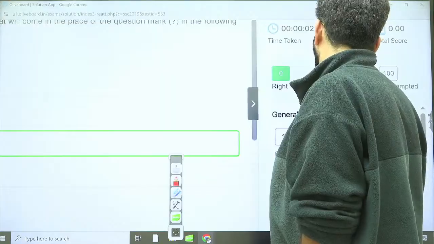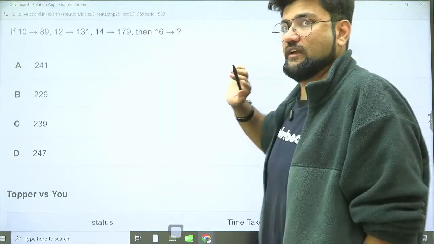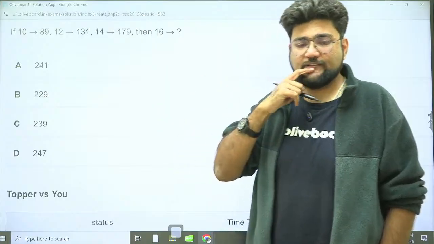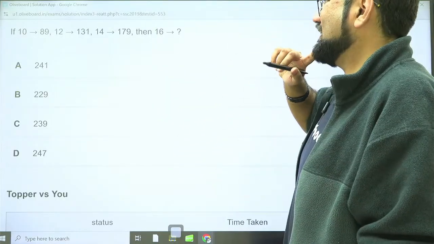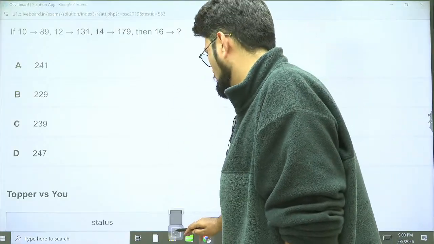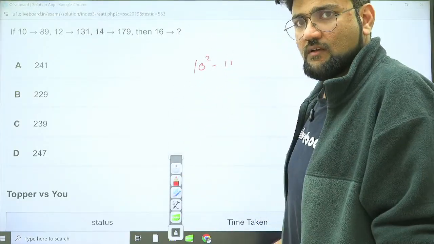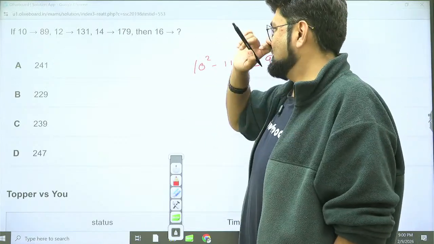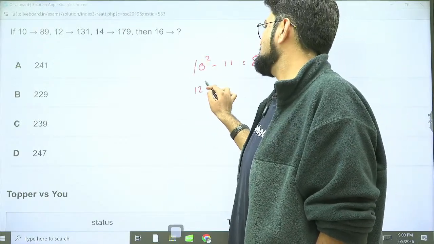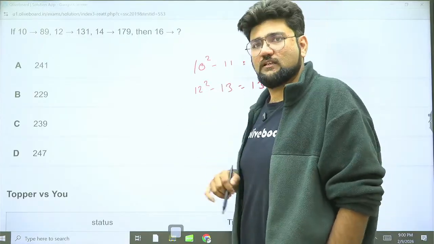Okay, next. Okay, this is actually an interesting one. This might put you into trouble when you're actually attempting this in an examination. So when you look at this question, you will first feel like, okay, 10 is 89. So majority of you will get this answer, that it is 10 square minus 11. That is 89. The next thing which you will observe is, you will say that 12 is 131. So you will say 12 square minus 13 is going to give me 131. 144 minus 13 is 131.